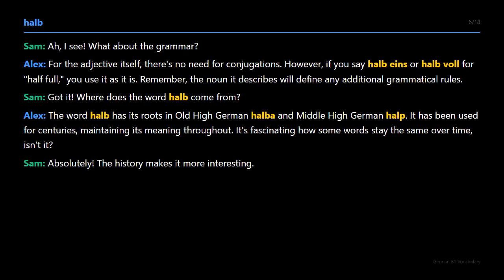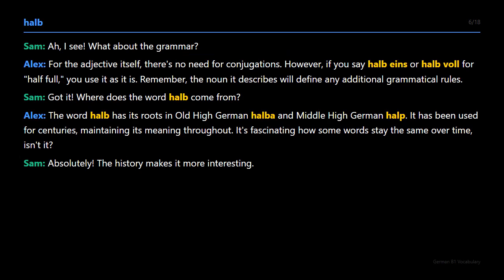Got it. Where does the word halb come from? The word halb has its roots in Old High German halber, and Middle High German halb. It has been used for centuries, maintaining its meaning throughout. It's fascinating how some words stay the same over time, isn't it? Absolutely. The history makes it more interesting.